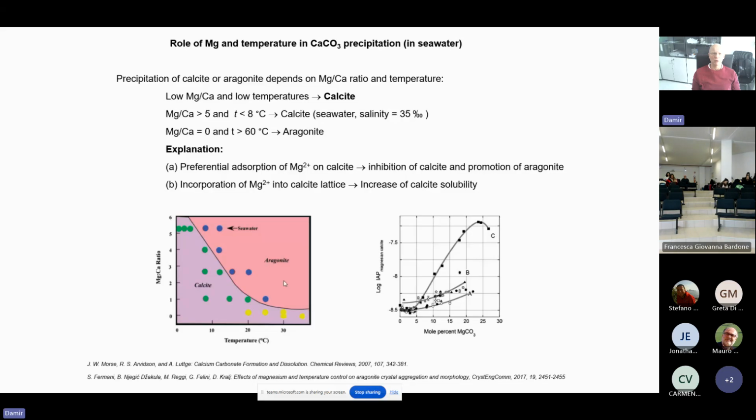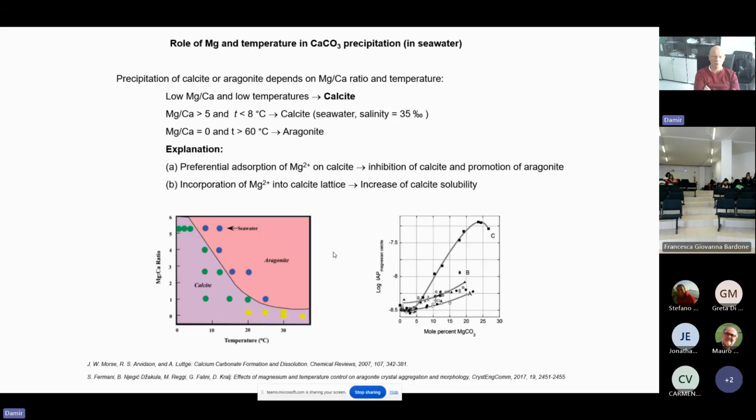The explanation why aragonite dominates when magnesium concentration is high lies in the fact that magnesium ions, which are strongly hydrated, preferentially adsorb on calcite. Namely, magnesium carbonate is structurally related to calcite. So they are somehow constituting ions on calcite, and by their accumulation on the surface they inhibit calcite formation, and in this way promote aragonite formation.